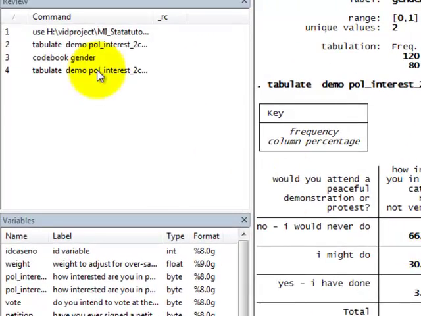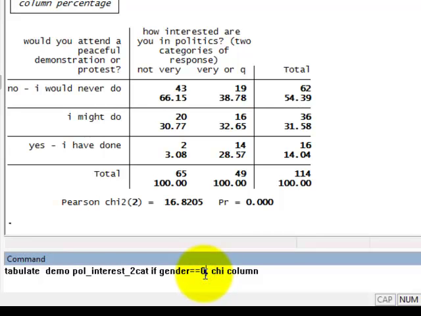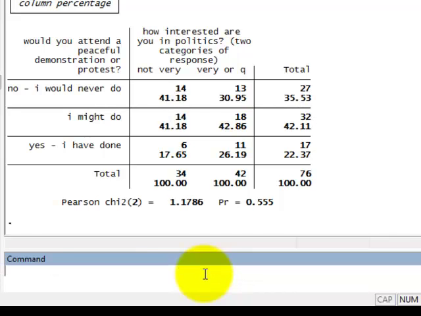If we click on the command as before, and instead of gender equals 0 we put gender equals 1, we're running the same cross tabulation, but just on males. What we see is that our chi-square value is quite low now, 1.1786. Our p-value is 0.555, which is higher than most standard levels of significance. So we don't have enough evidence to reject the null hypothesis, and we are unable to find evidence that there is a relationship.